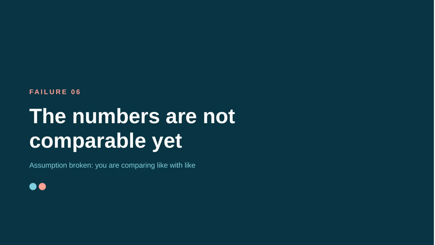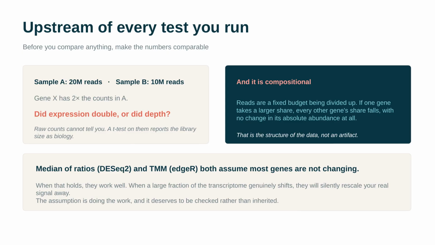Failure 6, and it is short, because it sits upstream of everything else. Sample A got 20 million reads, sample B got 10 million. Gene X has twice the counts in A. Did expression double, or did sequencing depth double? The raw counts cannot tell you, and a t-test on raw counts will happily report the library size difference as biology. Worse, sequencing is compositional. The reads are a fixed budget being divided up.